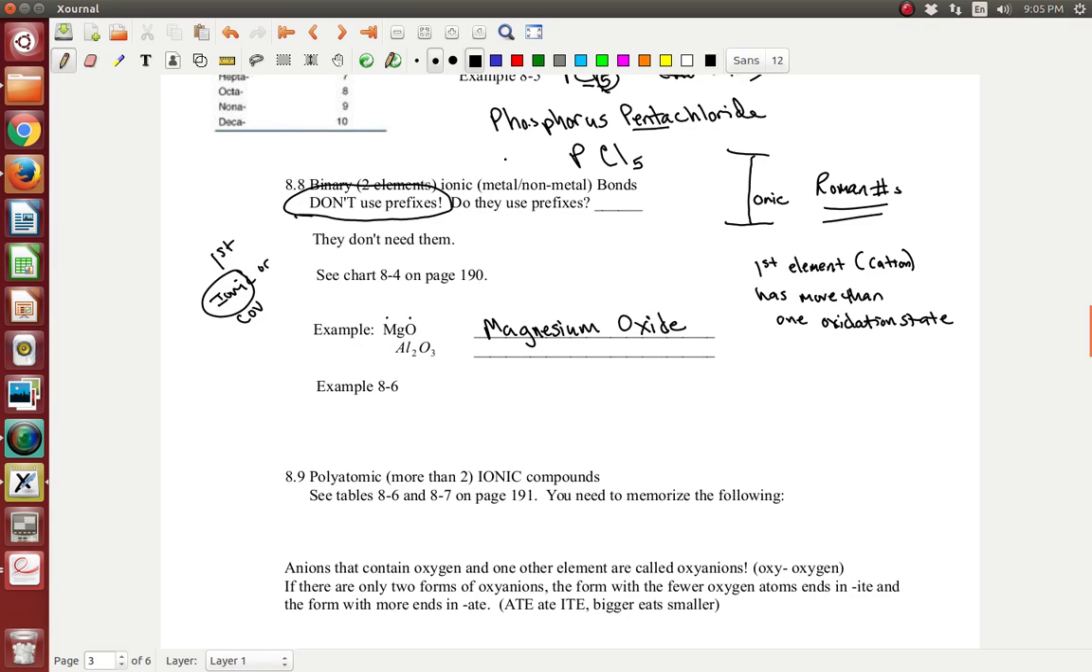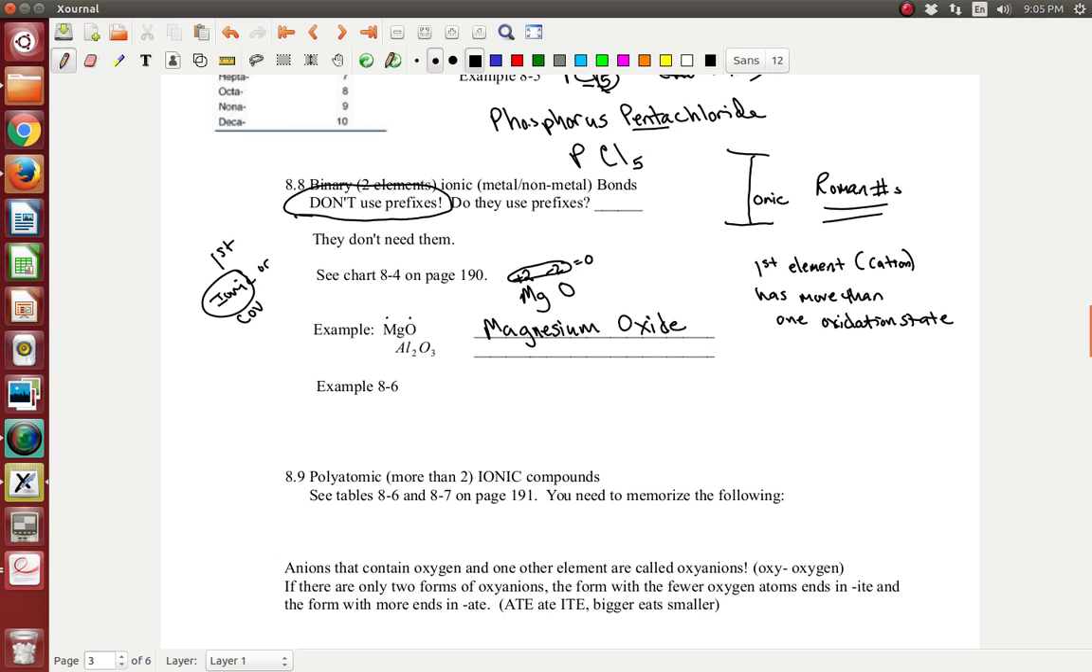Now, I'm going to prove to you that if I have this name, I could go back. I say, oh, look, what's magnesium? Mg. And what's the oxidation state of magnesium? I always write that above it, +2. What's oxide? Oh, that's oxygen. What's the oxidation state of oxygen? -2. These already add up to 0, so I don't have to swap and drop. That would be the formula that I would get.